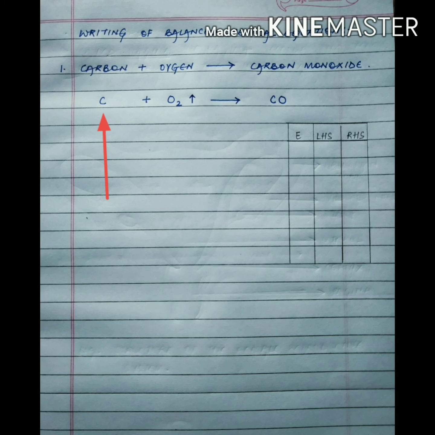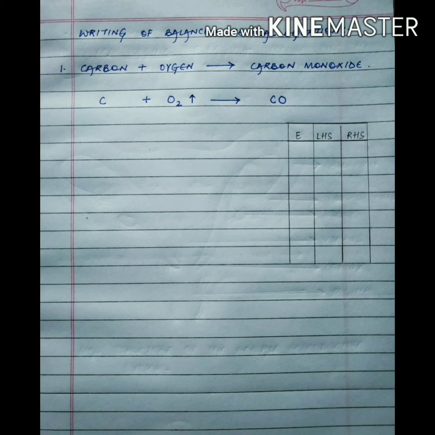So symbol for carbon is C plus oxygen. We have learned that the symbol for oxygen is O, but it is always found in the diatomic state. That means during a reaction, it does not react as O, but it always reacts as O2. So carbon plus oxygen, that means C plus O2.